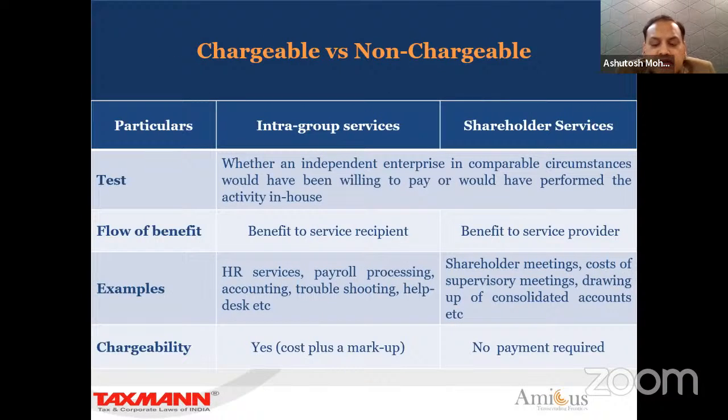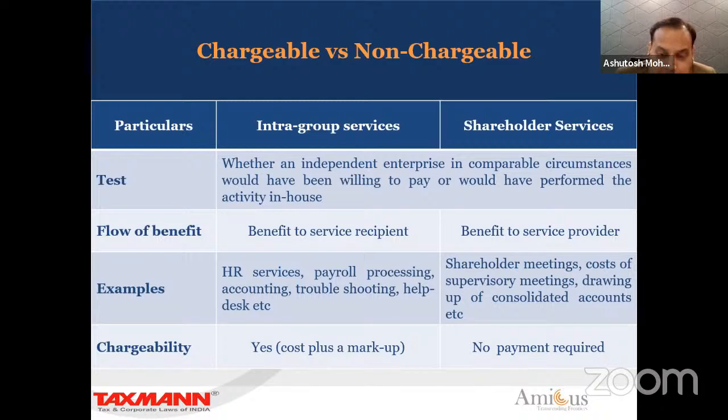Now, linked with the concept of benefit test is the concept of chargeable versus non-chargeable services. We have seen that various services like HR, payroll processing, accounting, IT, troubleshooting, all of these are chargeable services. But then the parent company or a group company may also be rendering some services to its associated enterprise which may not really be chargeable. The benefit from rendering these services is actually being realized by the service provider by the mere factum of the rendition of these services.